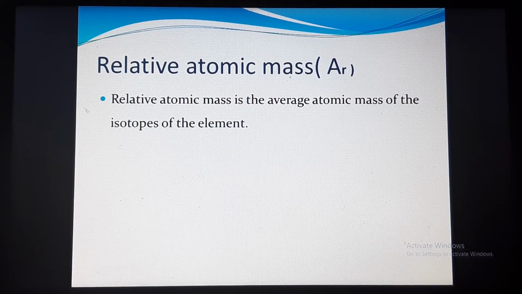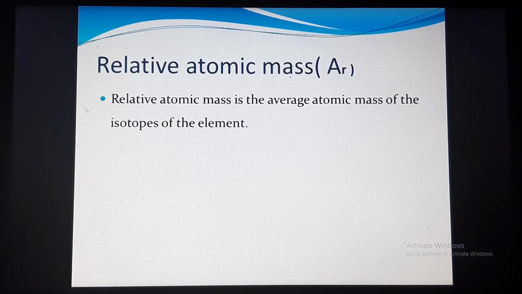Next, the relative atomic mass, and it is represented by capital A and small letter r, Ar. That means it is the average atomic mass. That's why we write A and r. Relative atomic mass is the average atomic mass of the isotopes of the element. That means it is the same as the mass number. The mass number and the relative atomic mass are the same here.